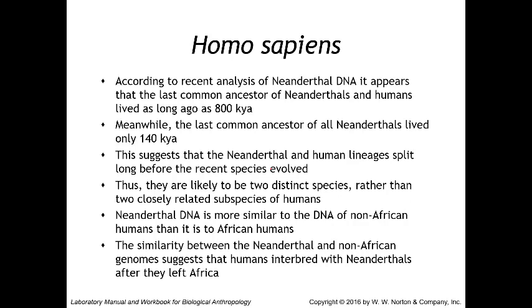According to recent analysis of Neanderthal DNA, it appears that the last common ancestor of Neanderthals and humans lived as long ago as 800,000 years ago. Meanwhile, the last common ancestor for all Neanderthals lived only 140,000 years ago. So what this suggests is that the Neanderthals and human lineages split long before the recent species evolved. Thus, they're likely to be two distinct species rather than two closely related subspecies of humans.